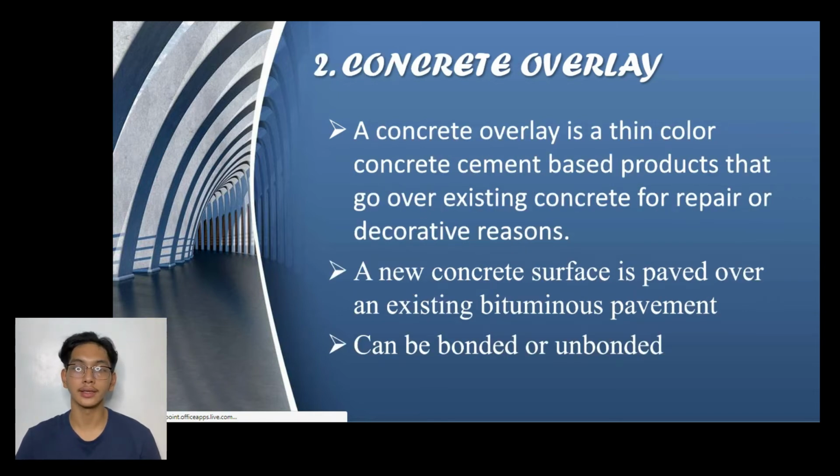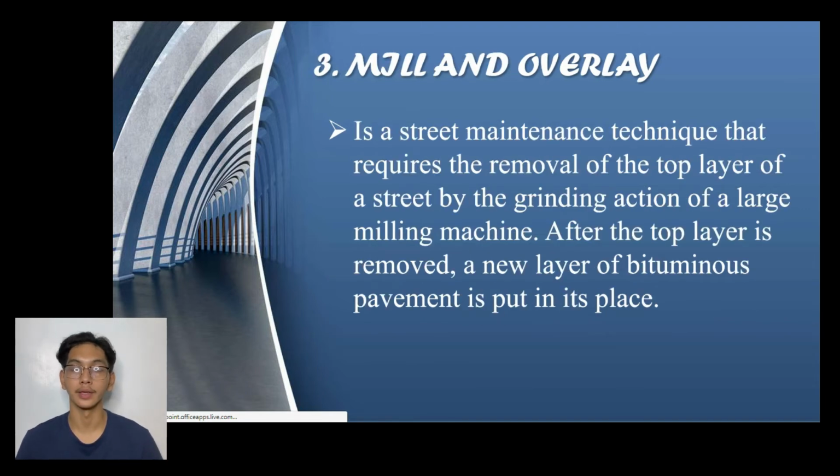Another way of overlaying is called concrete overlay. It is considered as concrete cement-based products that go over existing concrete for repair or decorative reasons. A new concrete surface is paved over an existing bituminous pavement, which can be bonded or unbonded. One more way of overlaying is called mill and overlay. It is a street maintenance technique that requires the removal of the top layer of the street by the grinding action of a large milling machine. After the top layer is removed, a new layer of bituminous pavement is put in its place.